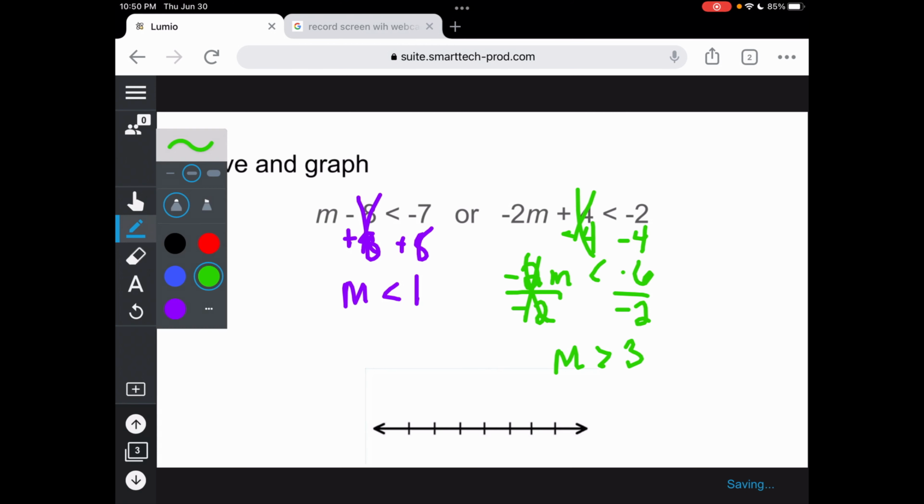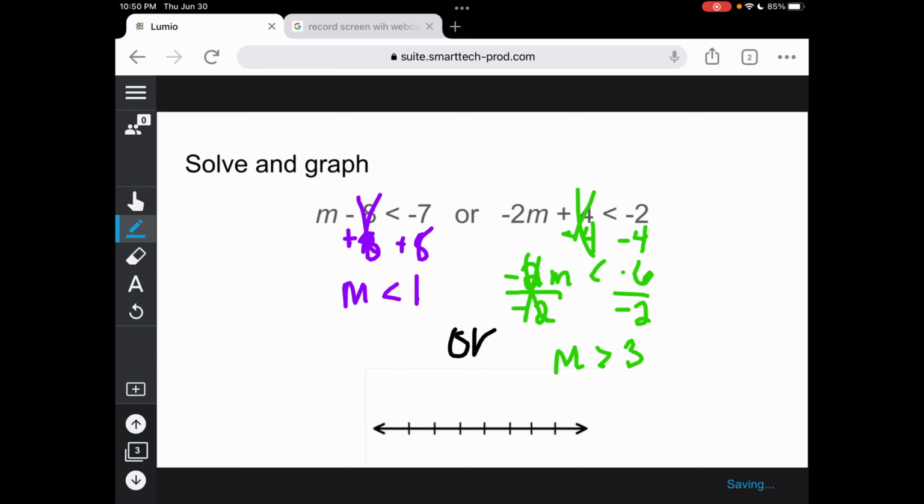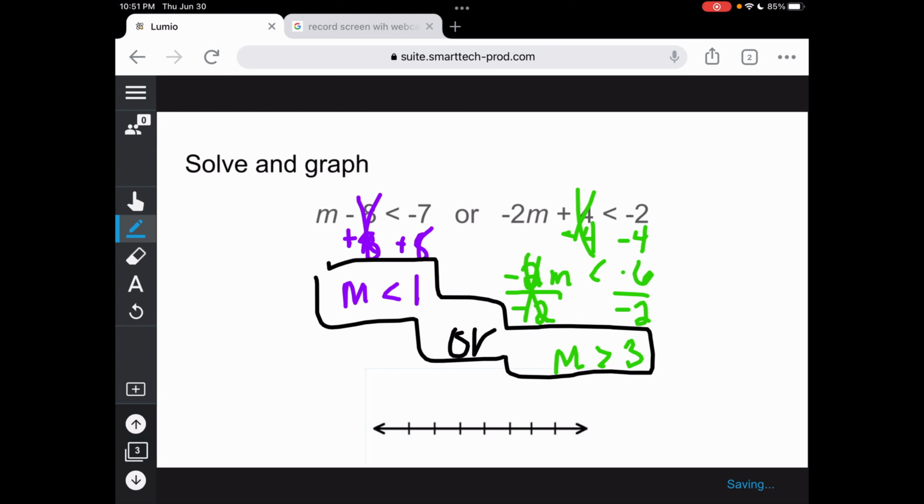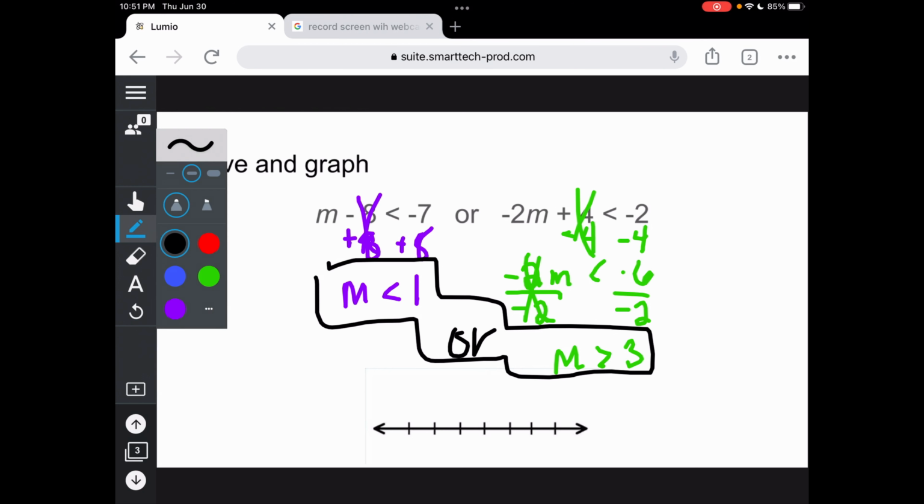And remember, the thing that binds both of these is the word or in the middle. So my final answer is going to be m is less than 1 or m is greater than 3. That's my final answer. Now I have to graph it.